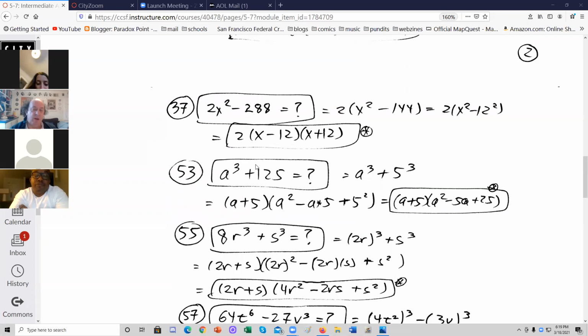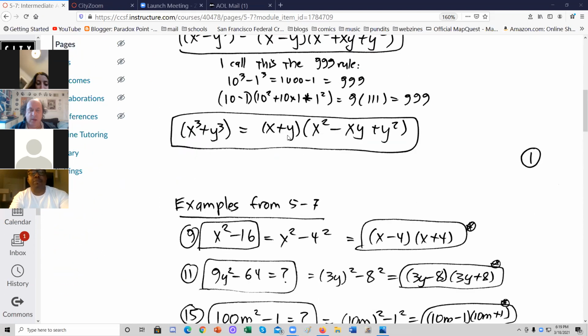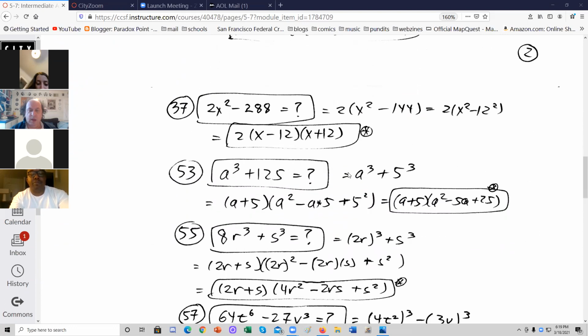Now here we have a sum of cubes, a cubed plus 125. 125 is 5 cubed. So a cubed plus 5 cubed. Now recall, a sum of cubes is a sum times square minus product plus square. So in this case, a plus 5, times a squared minus a times 5 plus 5 squared. At this point, we have to clean this up. So you get a plus 5 times a squared minus 5a plus 25. There's the factorization.